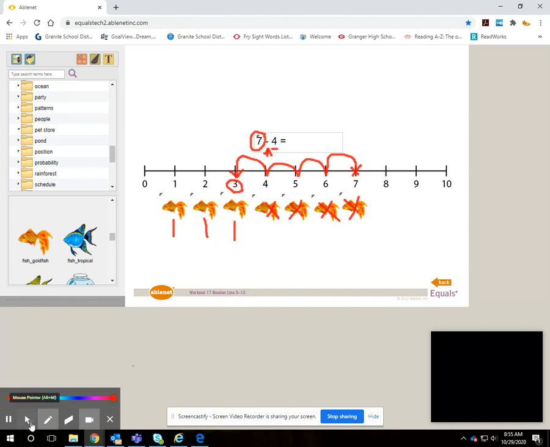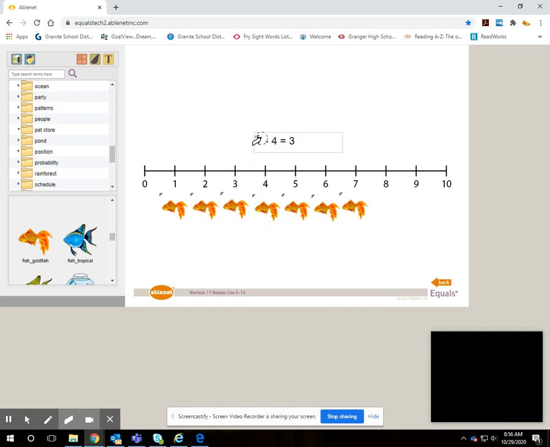So then I can go in and write the answer to that equation, which is 3. 7 minus 4 equals 3. Now the equation is complete because it's equal on both sides of that equals sign. Okay, I solved the equation. Very nice. All right, let's erase. And let's do a couple more of these problems before I demonstrate how you will do these on your worksheets as well.